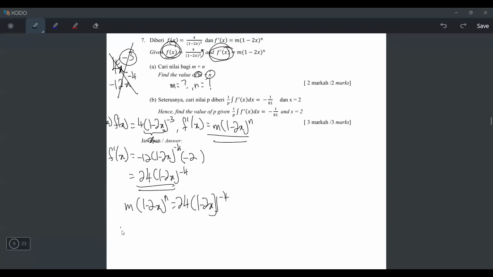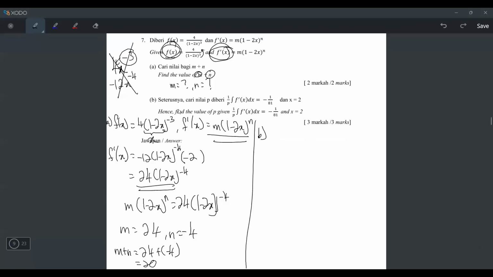And it's very clear now what is the value of m and n. M is 24, and then the 1 minus 2x I can compare, but don't cut, don't cut. You're just comparing them, and then n is -4. But they want m plus n, right? So m plus n equals 24 plus -4, and you will end up with 20, right? So that's how you do the A question.